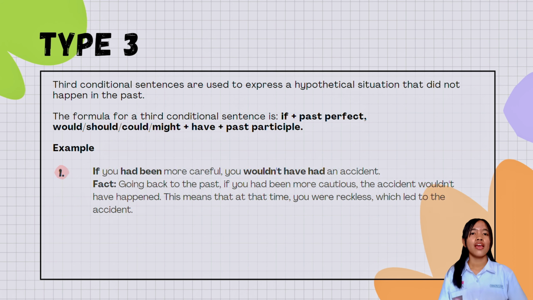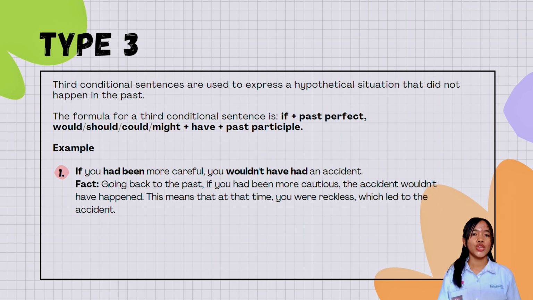The first, if you had been more careful, you wouldn't have had an accident. But in fact, going back to the past, if you had been more cautious, the accident wouldn't have happened. This means that at the time, you were reckless, which led to the accident.